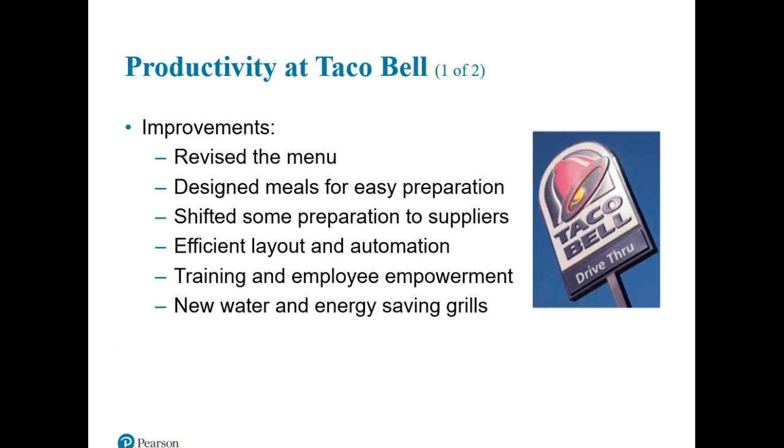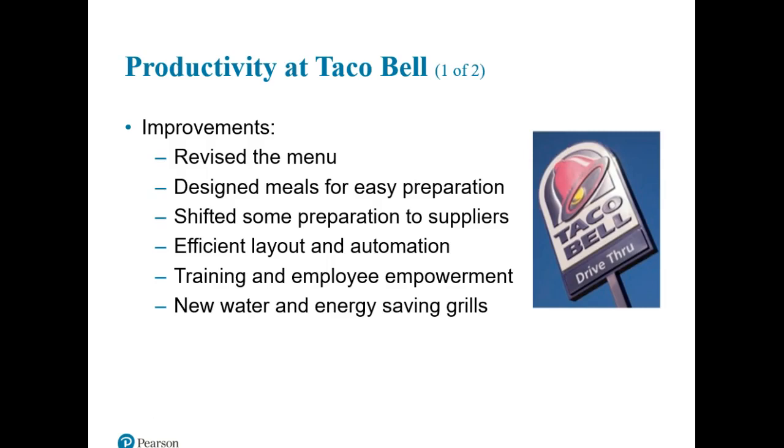In 2010, Taco Bell completed the rollout of its new grill-to-order kitchens by installing water and energy-saving grills that conserve 300 million gallons of water and 200 million kilowatt hours of electricity each year. Other measures of effectiveness and efficiency were taken, which can be seen on this slide. So they revised the menu, designed meals for easy preparation, shifted some preparation to suppliers, and efficient layout and automation efforts were taken, or procedures were put in place.